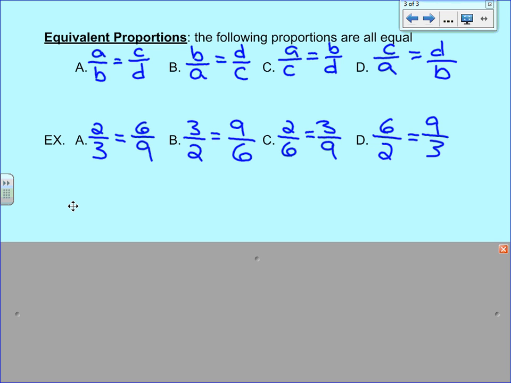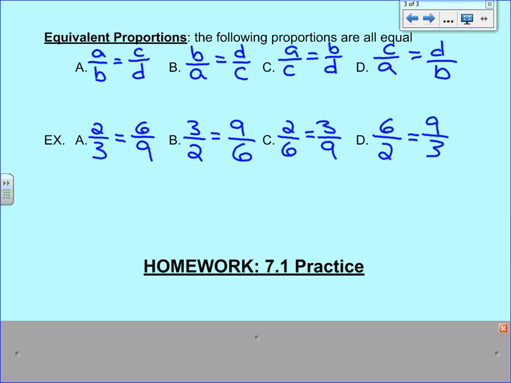Okay, so hopefully you are now experts on proportions, ratios, and solving proportions. Your homework for Friday, which we will answer questions on at the beginning of class on Friday, is your homework sheet 7.1. Complete the first side of that for Friday.